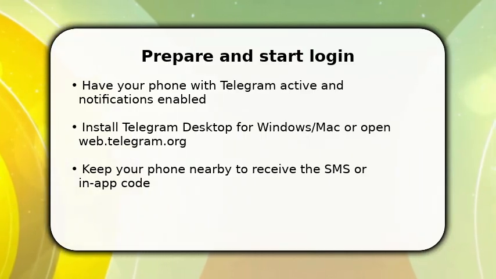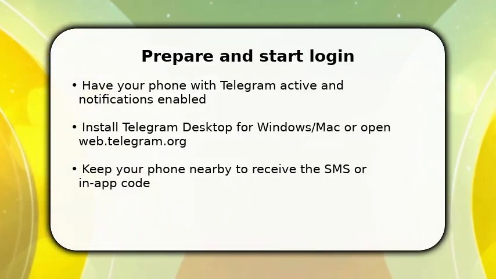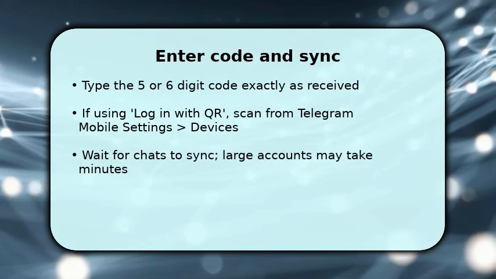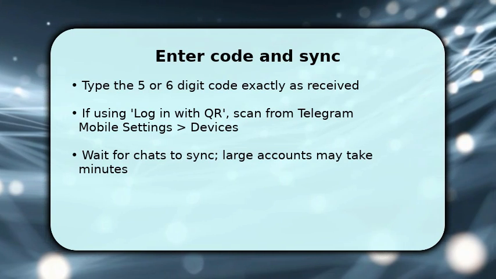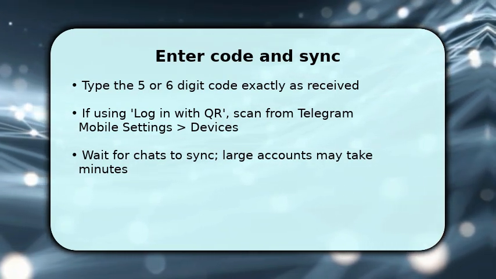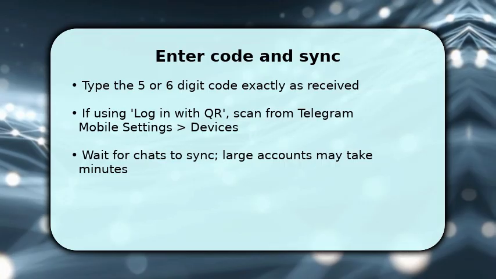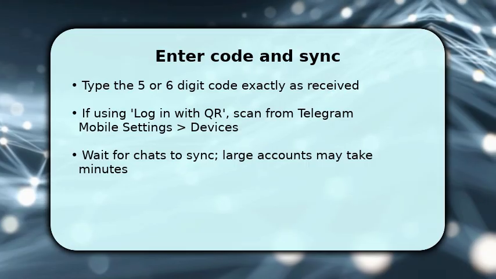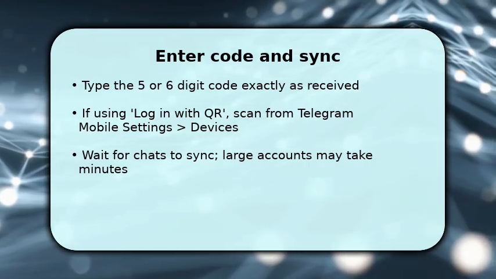If you use a virtual number, use the one tied to your active Telegram account to avoid delays. Now enter the numeric code displayed on your phone into the PC prompt. This confirms you. If you prefer, choose Login with QR on the desktop client, then on your phone go to Settings, Devices, scan QR, and point your camera at the screen. This is faster and avoids SMS.